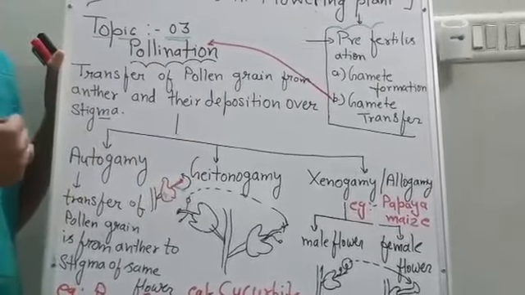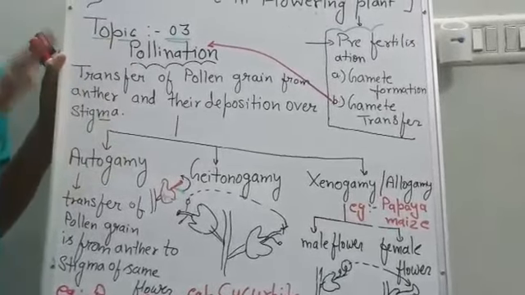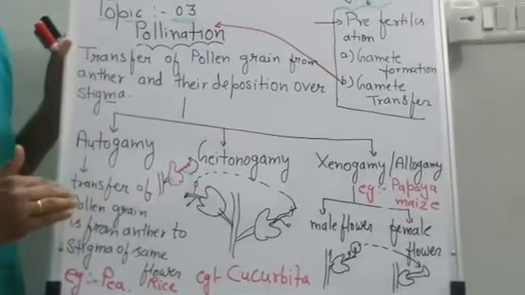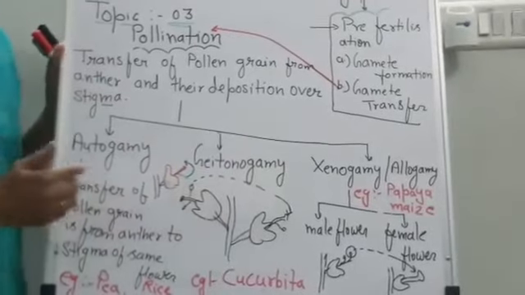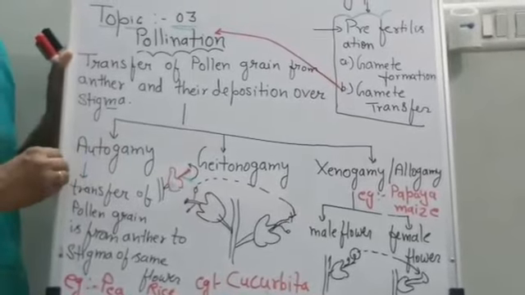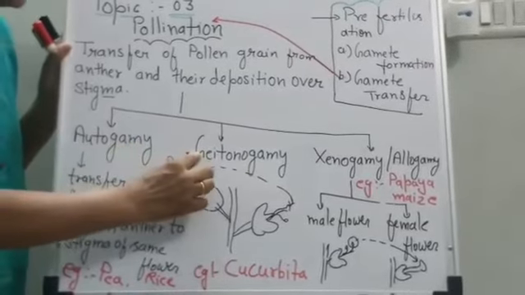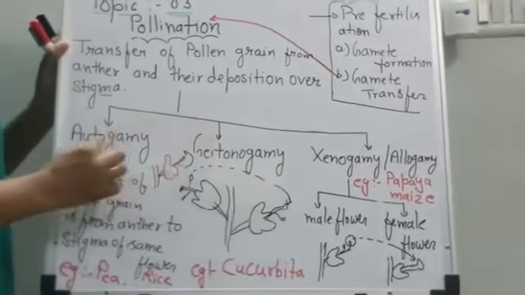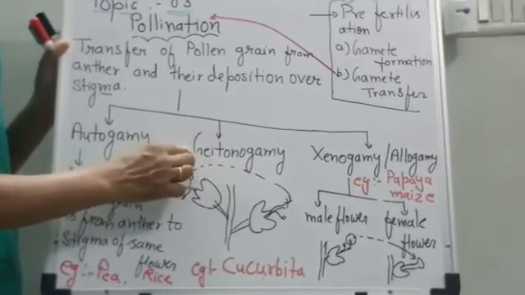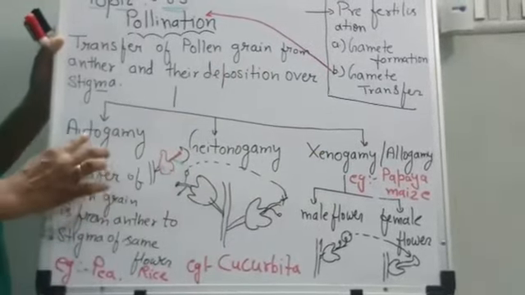There are two main types: self-pollination and cross-pollination. Now that you are in 12th standard, more specific words come, so you have to know them. The types of pollination are autogamy, geitonogamy, and xenogamy. Autogamy and geitonogamy are self-pollination only, and xenogamy is cross-pollination. Don't be confused.